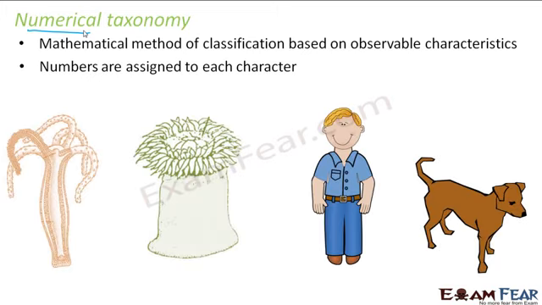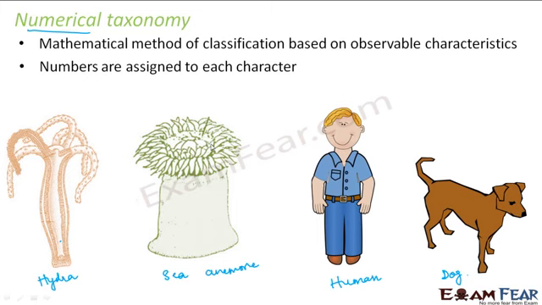So let us take one example. Here you can see 4 different types of organisms. The first one is a hydra, then we have a sea anemone, then a human being, and then a dog. These are 4 different organisms. Now if we start using numerical taxonomy, what will happen? Even though structure-wise hydra and sea anemone are different, in fact structure-wise all of them look very different from each other.